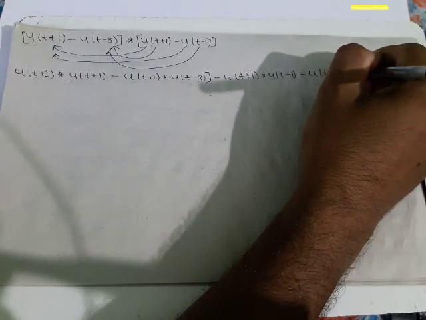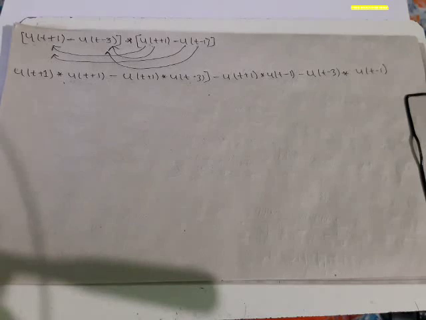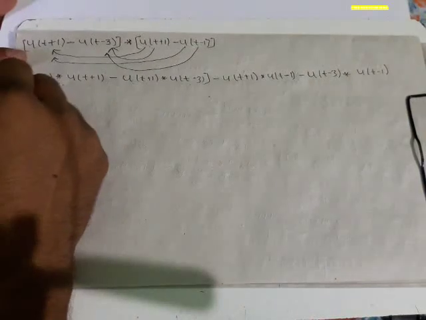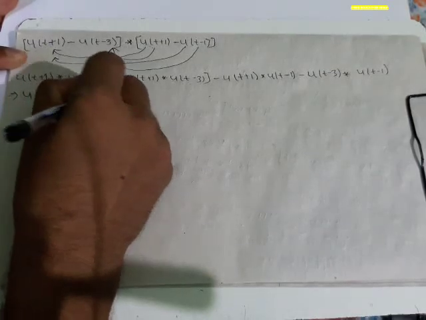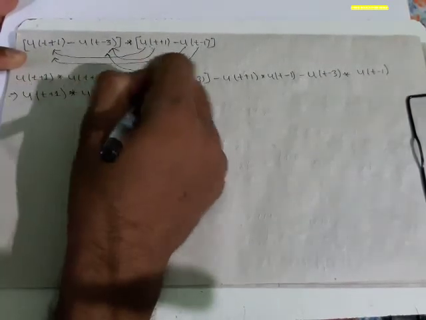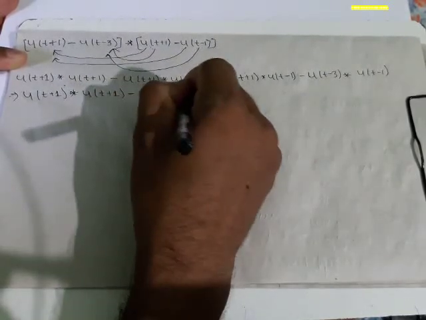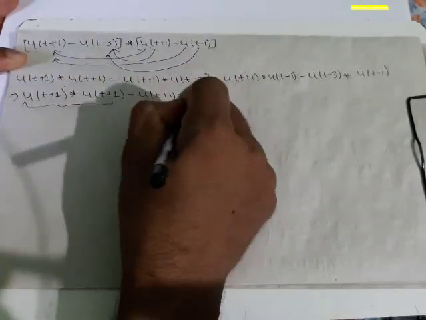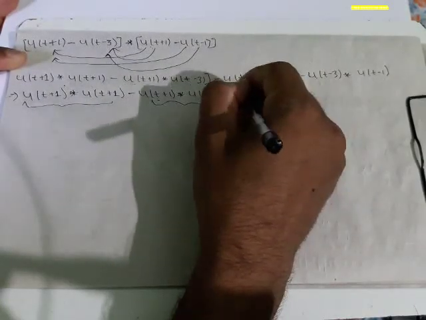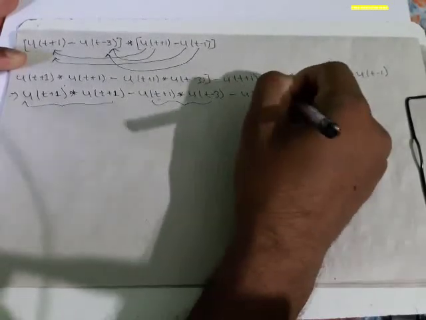Minus r of t plus 1 minus 3, minus r of t plus 1 minus 1, plus r of t minus 3 minus 1. So it would be r of t plus 2 minus r of t minus 2 minus r of t, plus r of t minus 4. It is r of t actually.